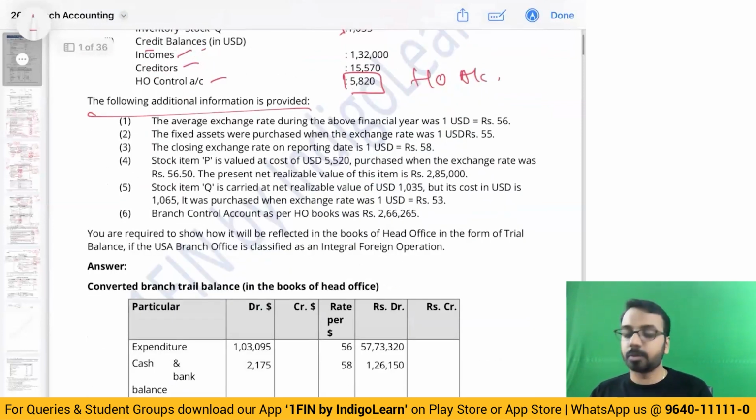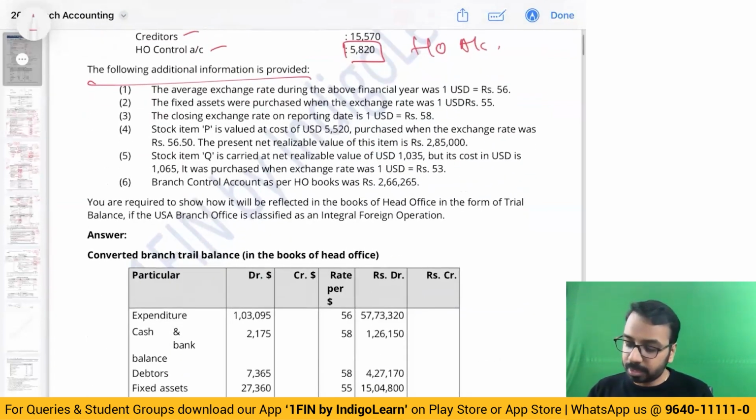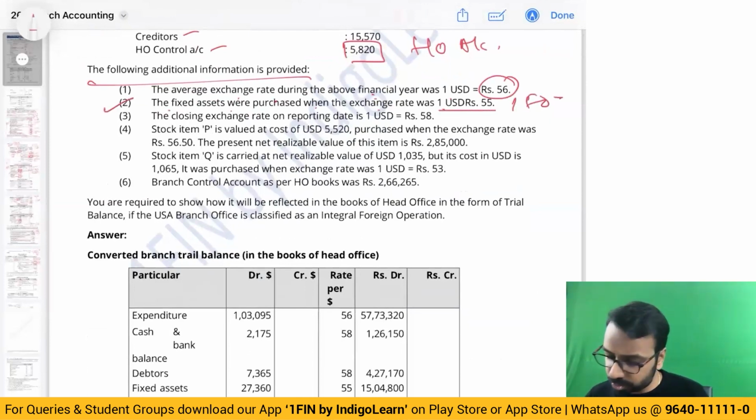Following additional information is provided. What is the information? Average exchange rate during the above financial year is 56. Fixed assets were purchased when the exchange rate was 55. Now, this is relevant only if it is integral foreign operation. What does the question say?